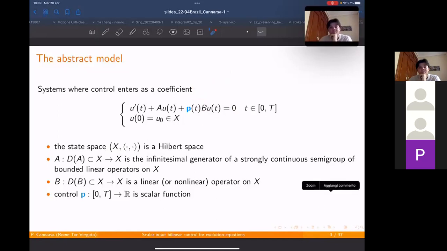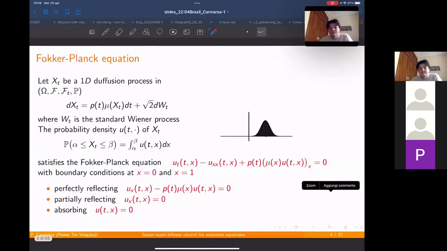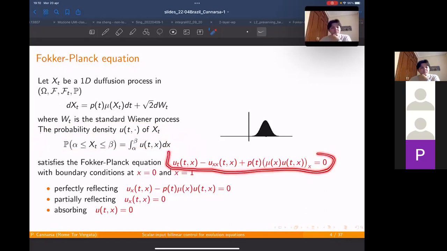To explain the difficulties of the problem, let us, for example, look at an application. Let us consider a stochastic process, a one-dimensional diffusion process, which is a solution of a diffusion equation of this kind. Now W is a standard Wiener process, and the drift is represented by a product of a function of time and a function of space. Now, if we look at the probability density of the process U, the function that represents the law of the process, it is known that this function U solves a certain parabolic equation, which is known as the Fokker-Planck equation. And it is this one.